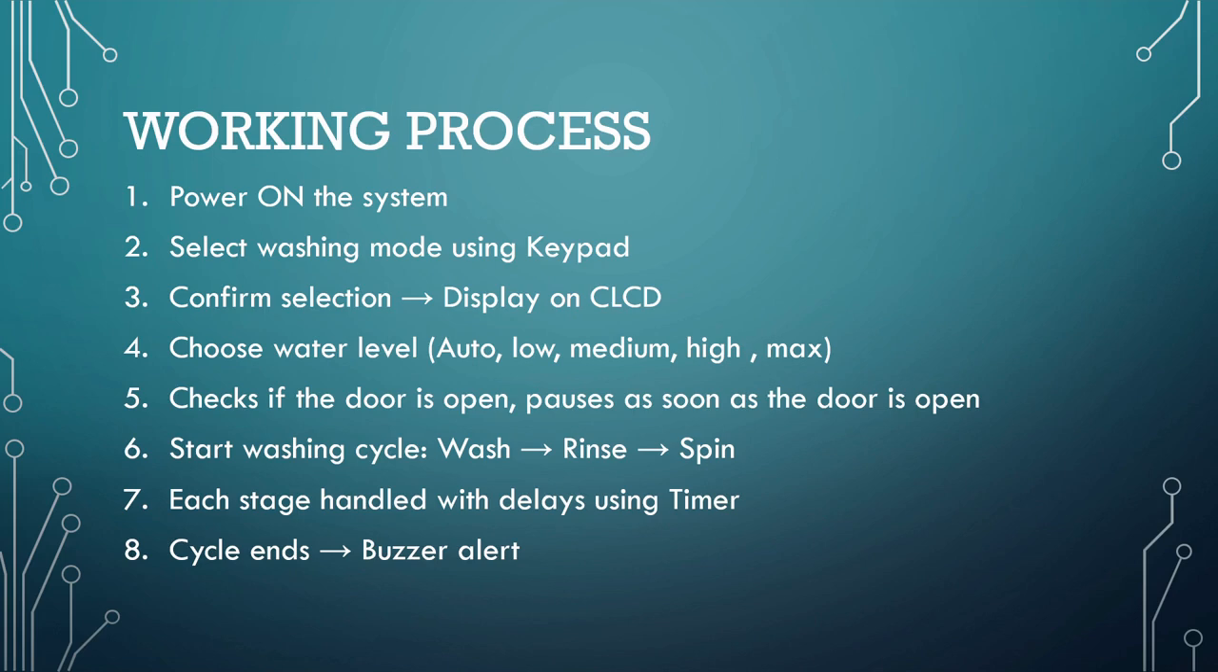A key feature here is the door check. If the door is open during any operation, the machine will pause immediately. It will only resume when the door is closed again. The washing process then begins following the sequence like wash, rinse, then spin.